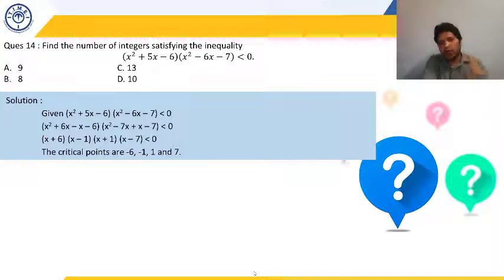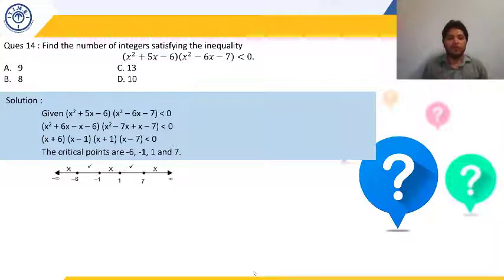We can put these 4 critical points on the number line. So what will we be getting? If we put 4 critical points, we will be getting 5 regions. What we want is that this should be less than 0. We know the rightmost part is positive, and after that positive and negative will alternate. So greater than 7 the values will be positive, 1 to 7 will be negative, minus 1 to 1 will be positive, minus 6 to minus 1 will again be negative, and less than minus 6 will be positive. What we want is for this function to be less than 0, or negative values. So we'll be taking the range between 1 and 7 and the range between minus 6 and minus 1.